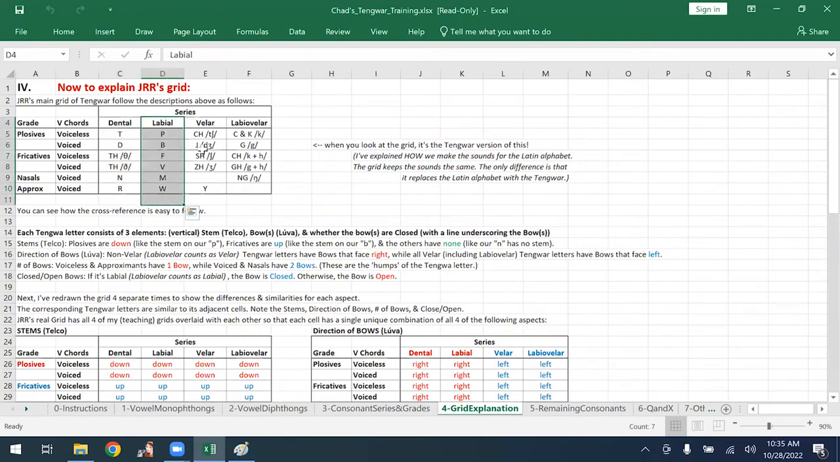Column 1, dental. Column 2, labial. Column 3, velar. Column 4, labiovelar. Row 1, plosive voiceless. Row 2, plosive voiced. Row 3, fricative voiceless. Row 4, fricative voiced. And then the nasals and approximants are always voiced. So everything I explained in order this way: t, d, th, the, n, r, p, b, f, v, m, w, ch, j, sh, zh, y, k, g, then kh, gh, and ng.